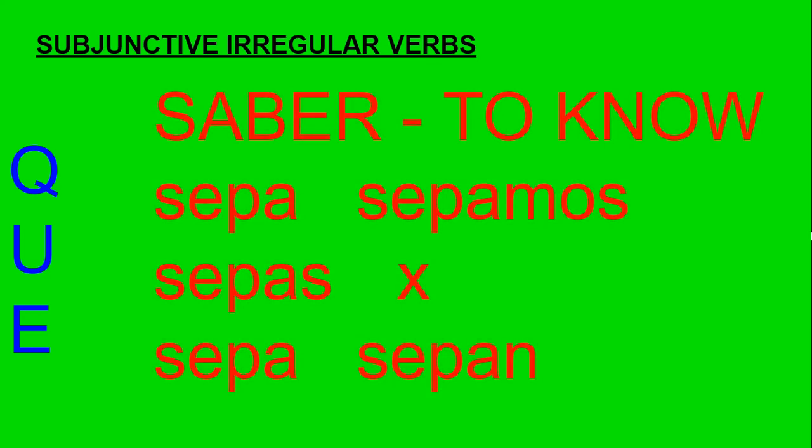The next one is saber, which means to know facts. We know this one is to know facts. Que yo sepa, que tú sepas, que él sepa, que nosotros sepamos, que ellos sepan. Like that I know your name or that I know your birthday. These are facts.